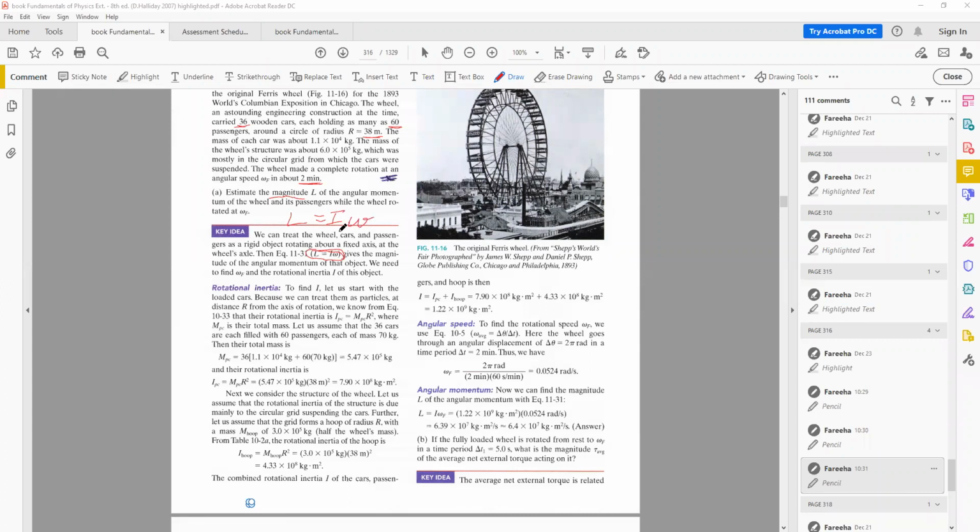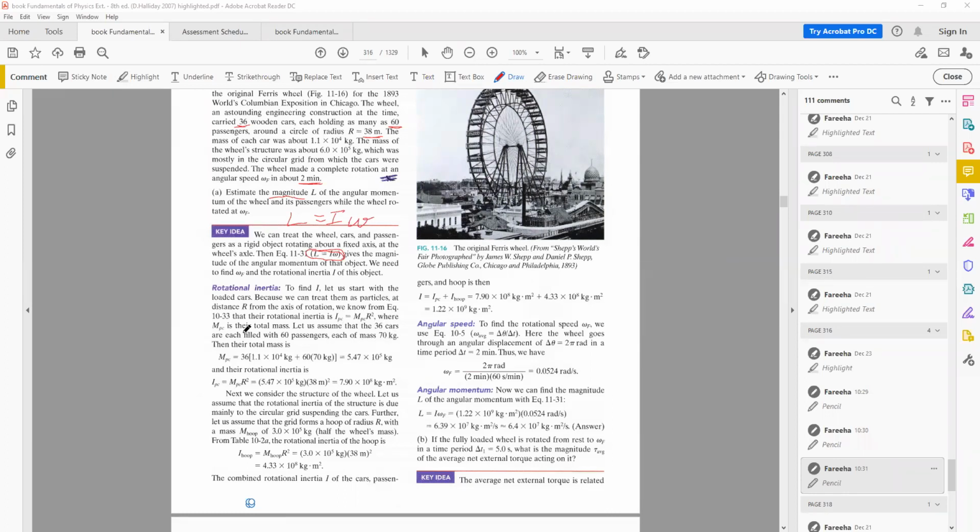So in this case, we have to start with the first part of this structure, which is the carriages that are hanging from this structure. Now, each carriage we said could carry a maximum of 60 passengers. The carriages are called the passenger cars, and therefore we are using the subscript PC for the passenger cars. So the moment of inertia for the passenger cars, IPC, is equal to the mass m_PC multiplied by the radius squared from the axis of rotation.